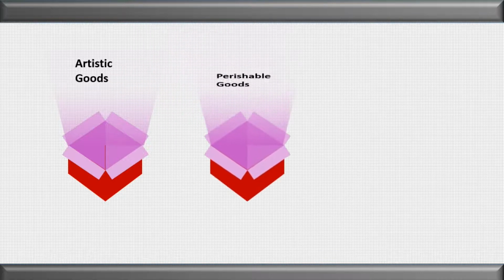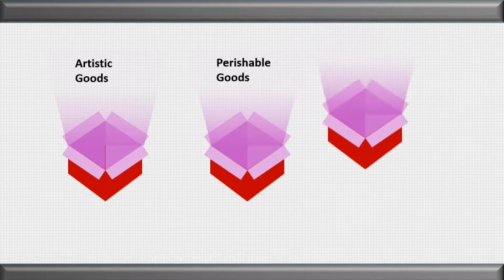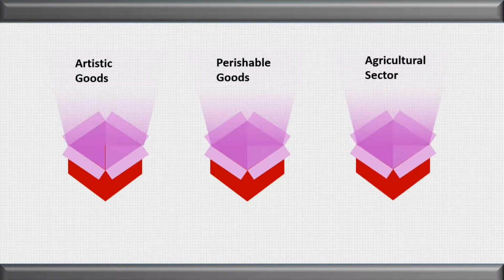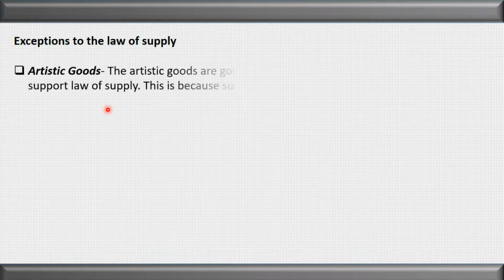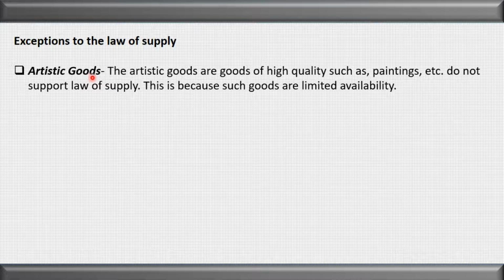Let us see the important topic where the law of supply is not applicable. The law of supply will not be applicable in the case of artistic goods, in the case of perishable goods, and in the case of agriculture sector. Let us see the exceptions to the law of supply. Listen, first is artistic goods. The artistic goods are goods of high quality, such as painting, etc. They do not support law of supply. Why? Because such goods have limited availability.